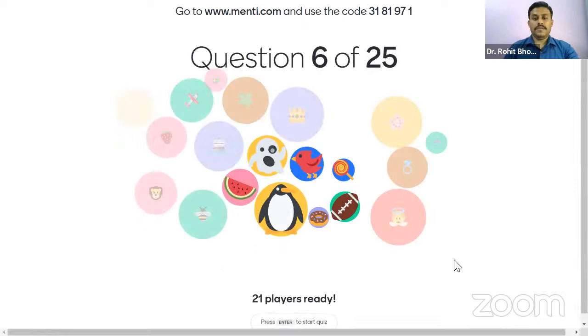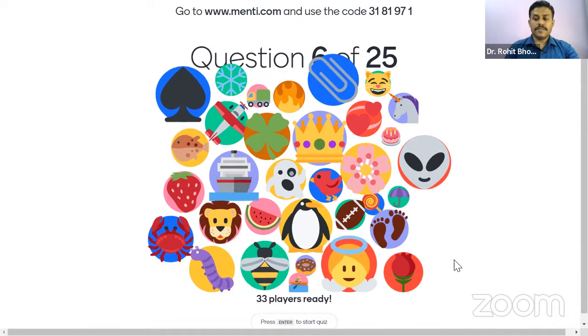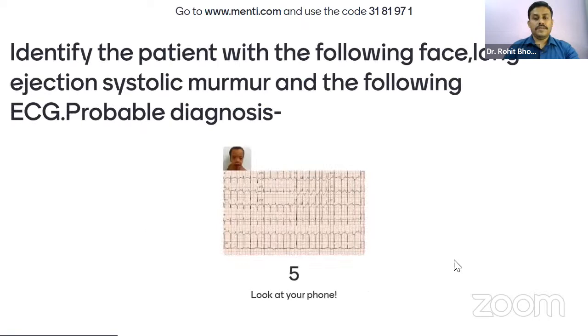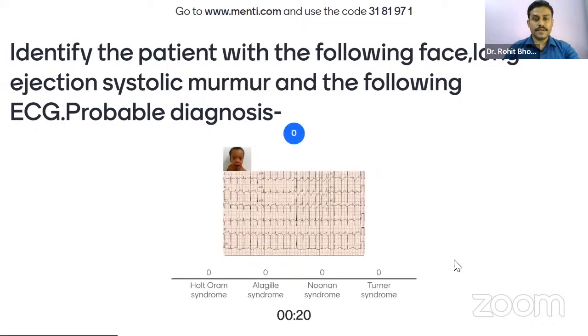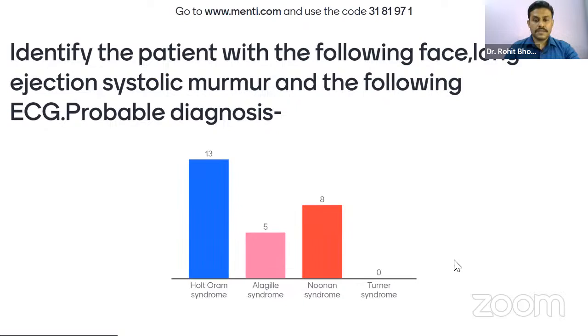Question number 6. Everyone joined. Identify the patient with the following face, long ejection systolic murmur and the following ECG. Probable diagnosis. You have more time for this question. Alagille, Noonan, Turner. Because you have to see the face, you have to see the ECG, more time is there. So Noonan, here also majority people voted.